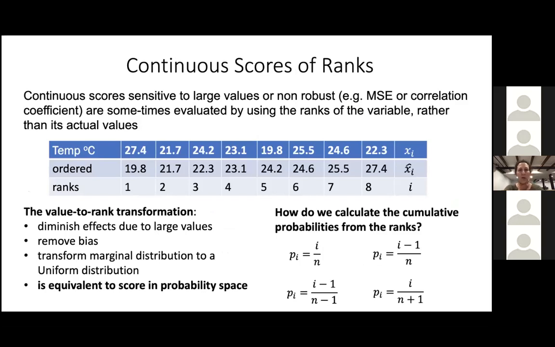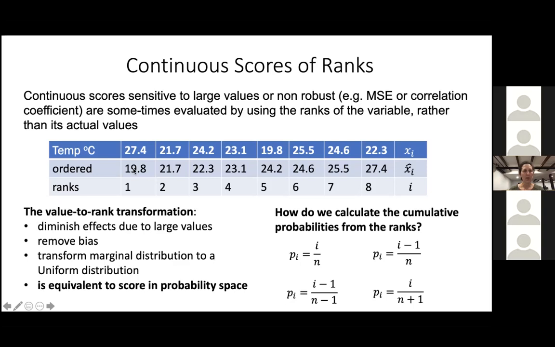Continuous scores are sensitive to large values and can be not robust. So sometimes they are evaluated using the ranks of a variable rather than the actual value. This is essentially to eliminate the outliers, because if I consider the ranks, I transform the marginal distributions of my data into a uniform distribution.